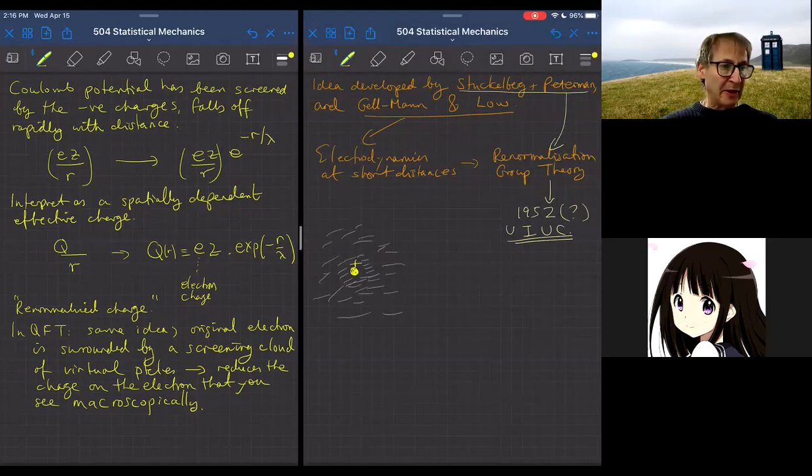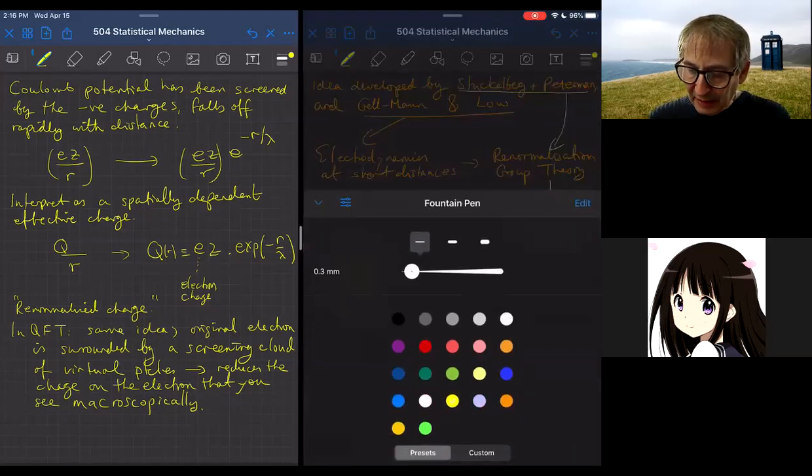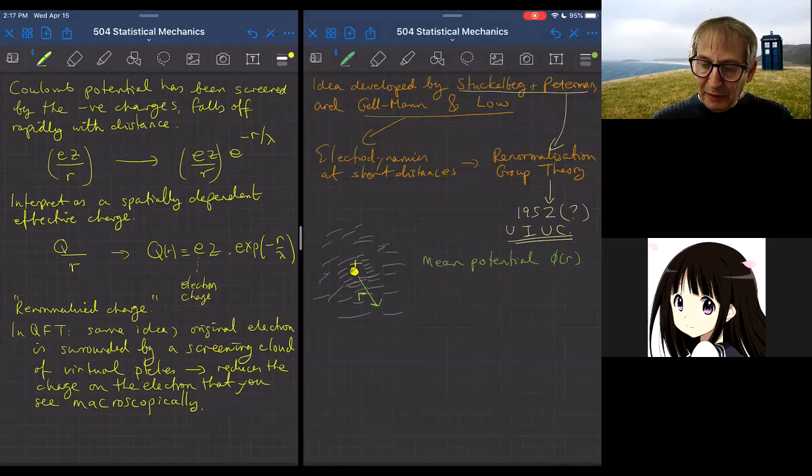And that's a positive. So what we claim to have found is that this potential varies as a function of distance away from here. What we found is the mean potential phi of r experienced at a distance r from the test charge. Now, in order for this to make sense, we have an obvious condition that needs to be satisfied.